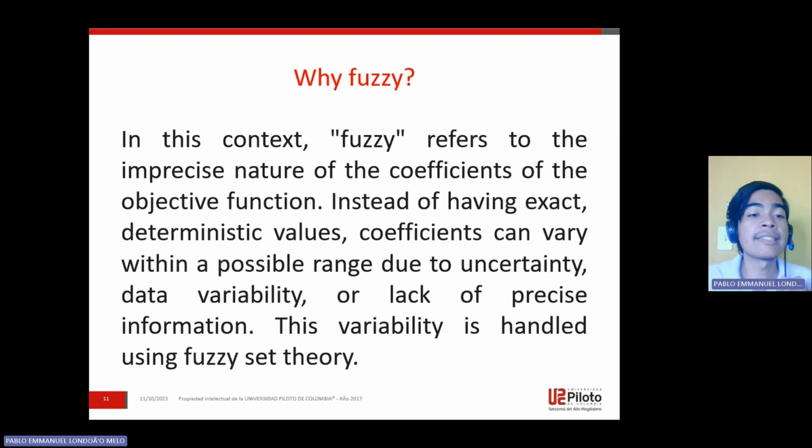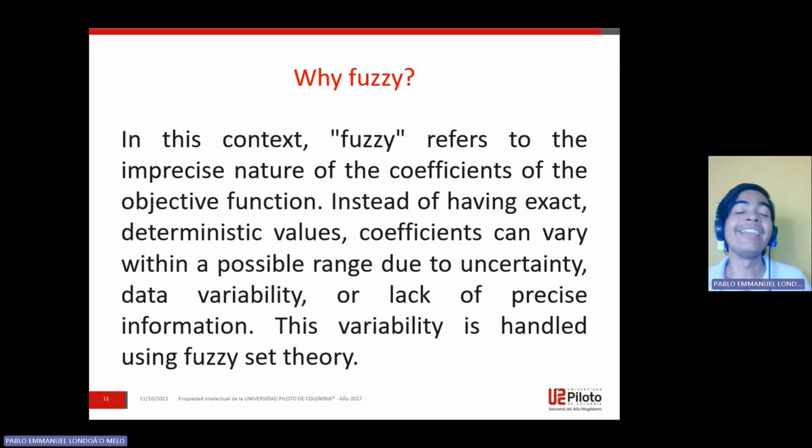Why fuzzy? Well, in this context, fuzzy refers to the imprecise nature of the coefficients of the objective function. Instead of having exact deterministic values, coefficients can vary within a possible range due to uncertainty, data variability, or lack of precise information. This variability is handled using fuzzy set theory.